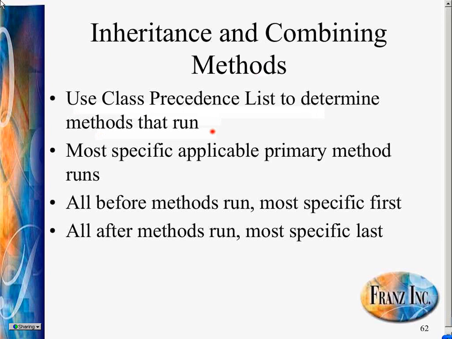And we've talked about the class precedence list before. Even though things may have multiple direct superclasses, they are ordered according to the class precedence list, and that's typically the order in which they were listed in the second argument to defclass, which is the one that lists the direct superclasses.